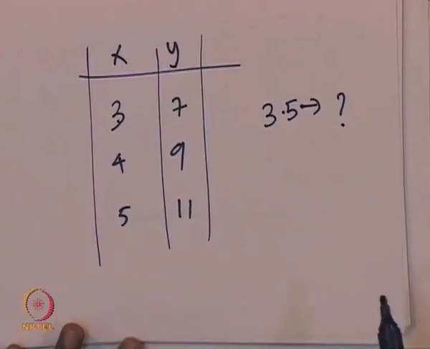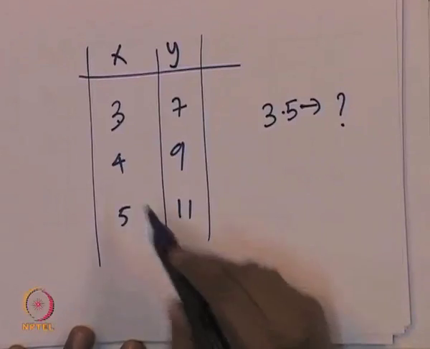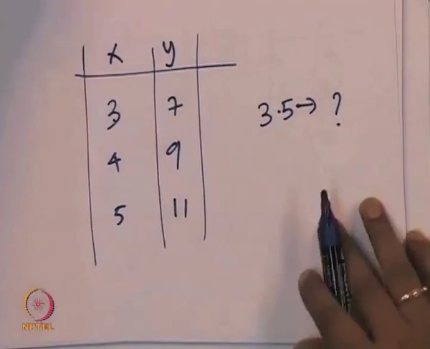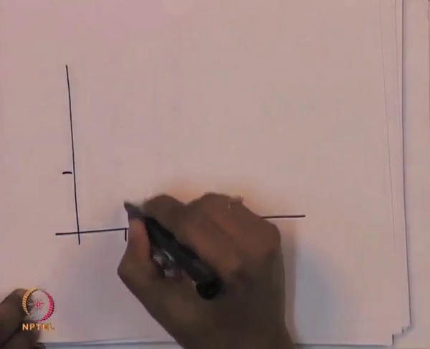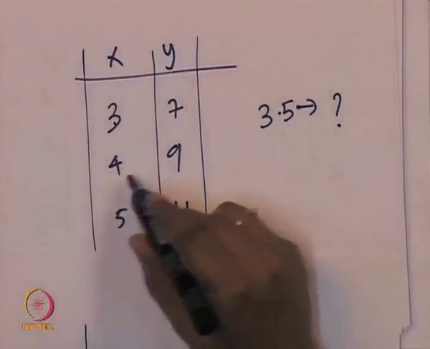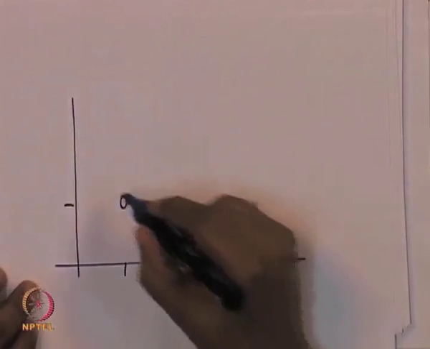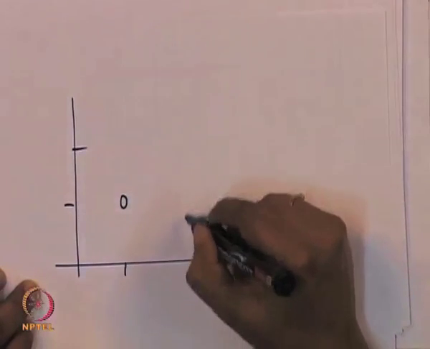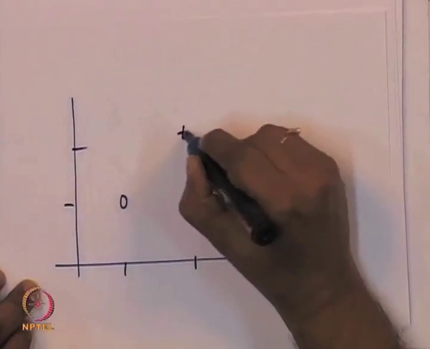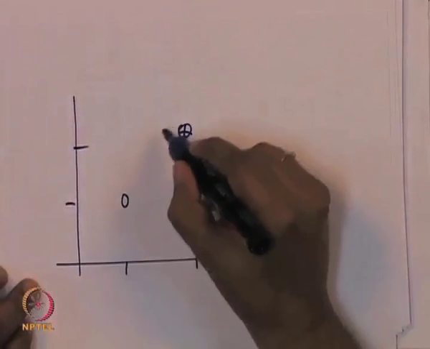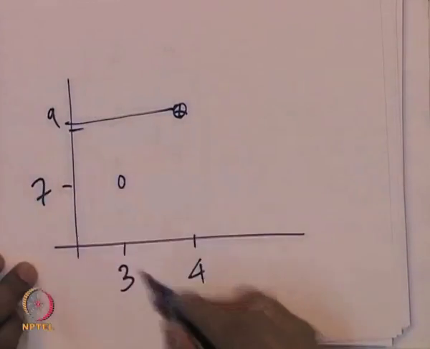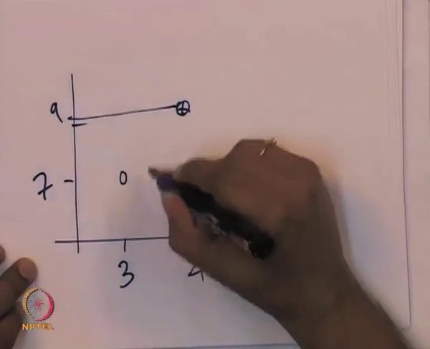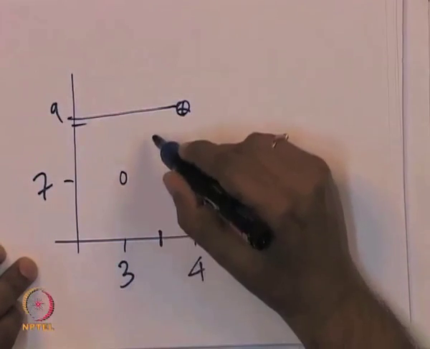So, the simplest way of finding this is to assume that between 3 and 4, if you plot this, what do I have? Corresponding to 3 I have 7, so I have a value here, and corresponding to 4 I have 9. So this is my second point: this is 9 and this is 4, and this is 3 and this is 7. Now, I want to know what is for 3.5, is it here?